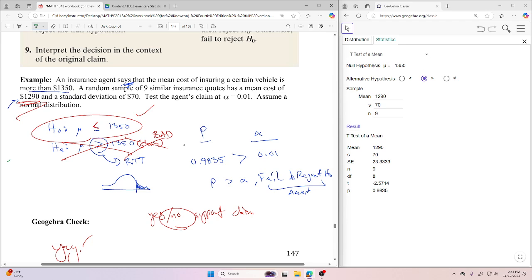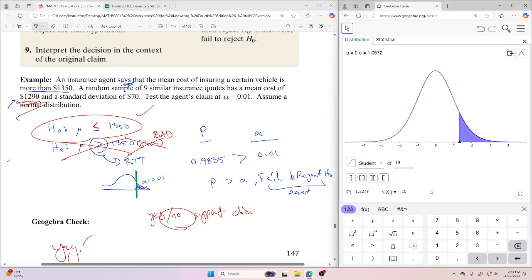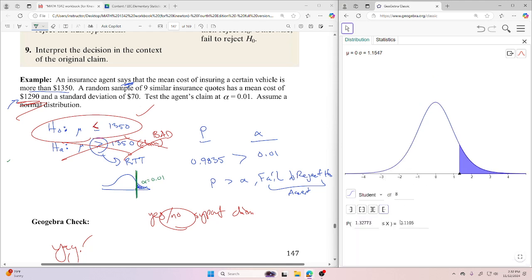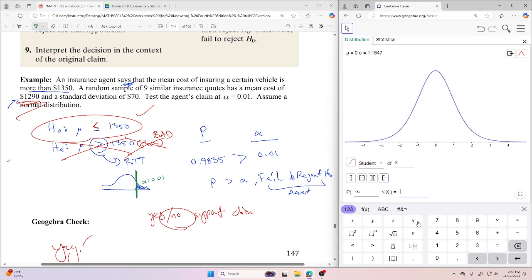Let's say they asked us to do the critical value, the rejection region. Let's say I got an alpha of 0.01, and they want to know where the cutoff line is. I'm doing this the long way. What would be my degrees of freedom? 8. I want the right side, and my alpha was 1%. So that cutoff line is at 2.8965. Okay, that's my cutoff line right there.